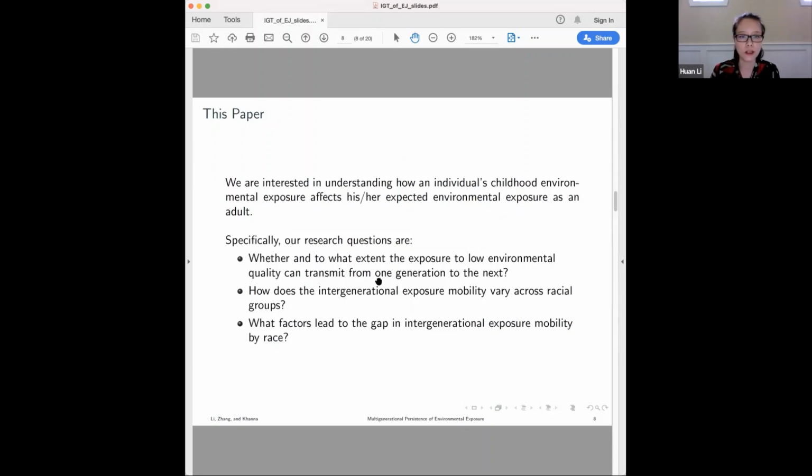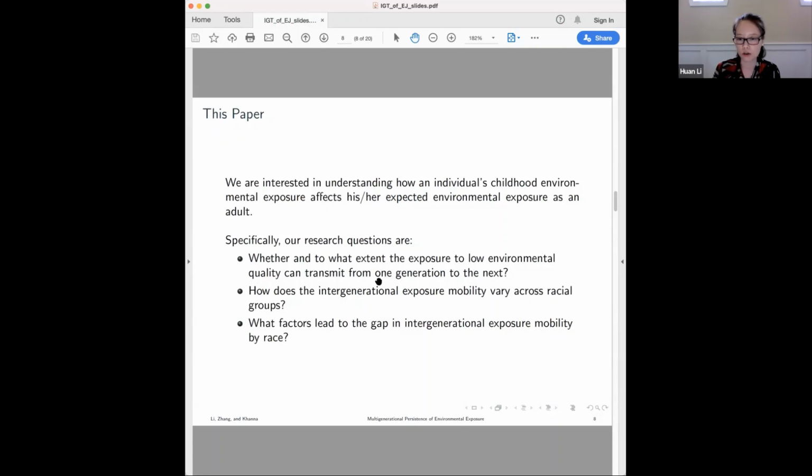So this is just a summary of this paper. We are interested in understanding how an individual's childhood environmental exposure affects their expected environmental exposure as an adult. And specifically, we ask 3 questions. The first question is whether and to what extent exposure to low air quality can transmit from one generation to the next. So it's just a question about the correlation across different generations.